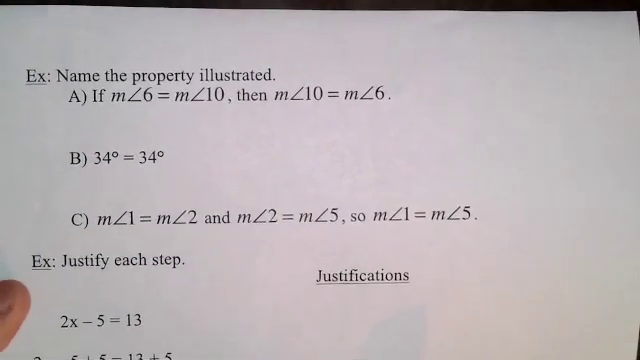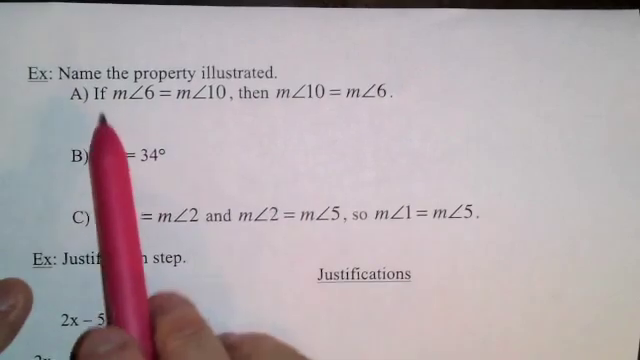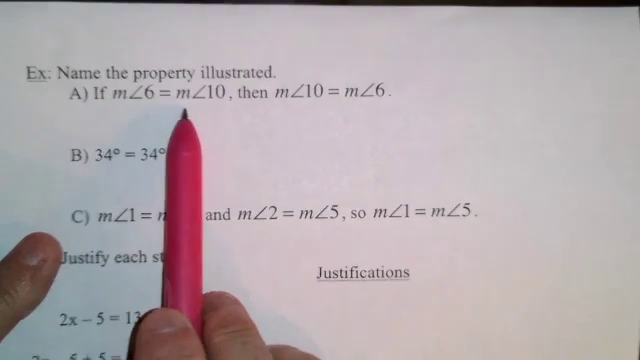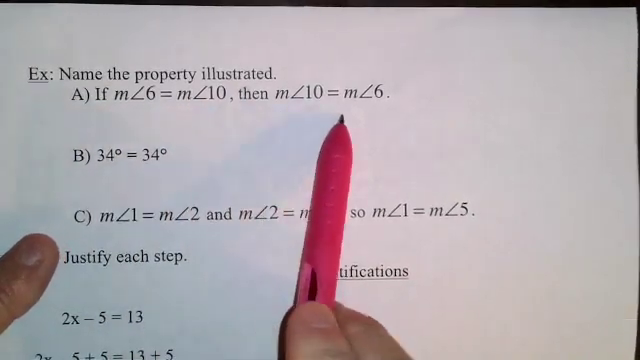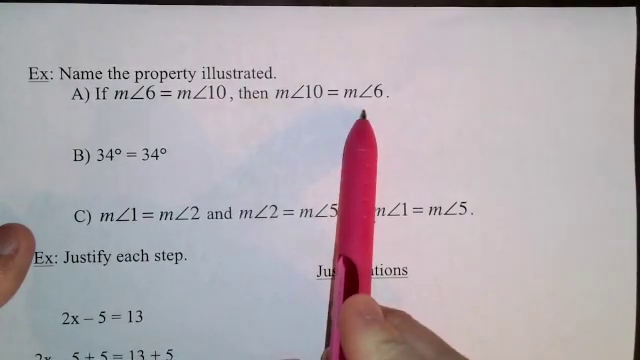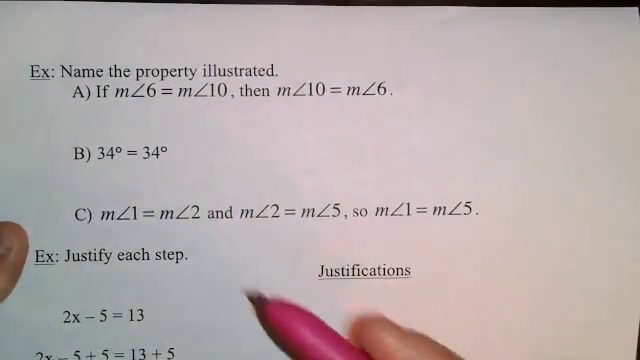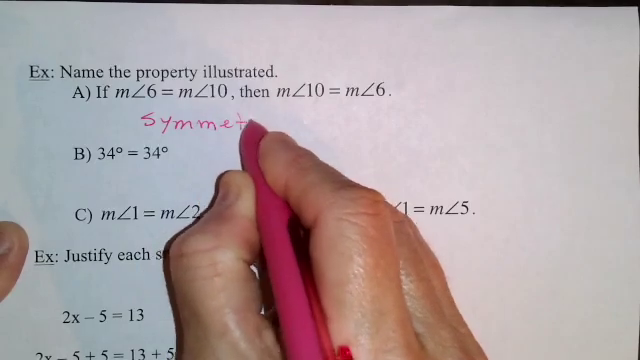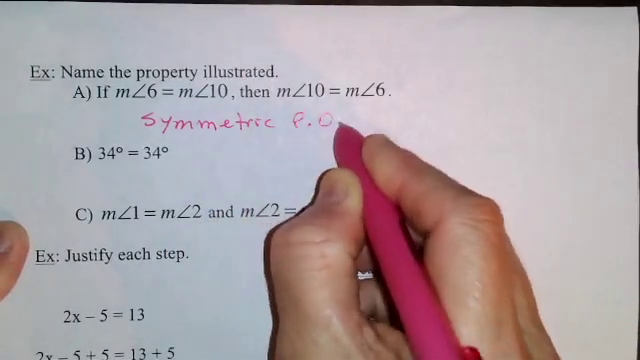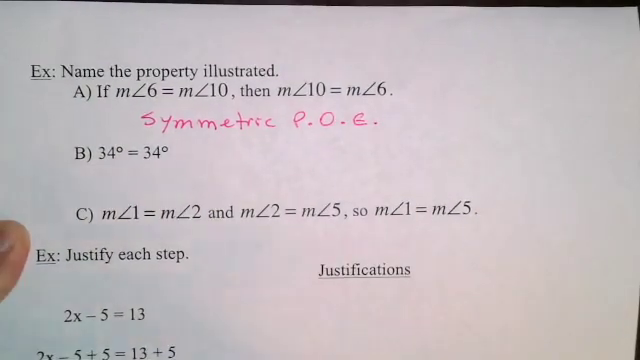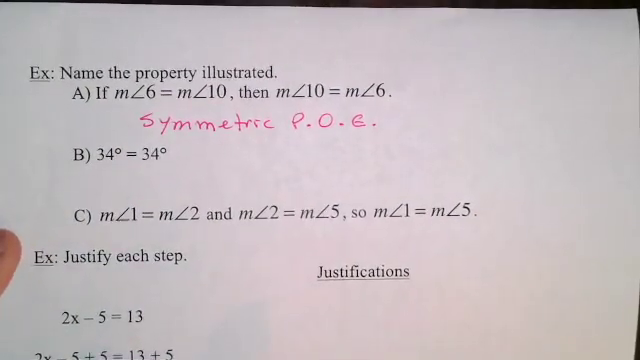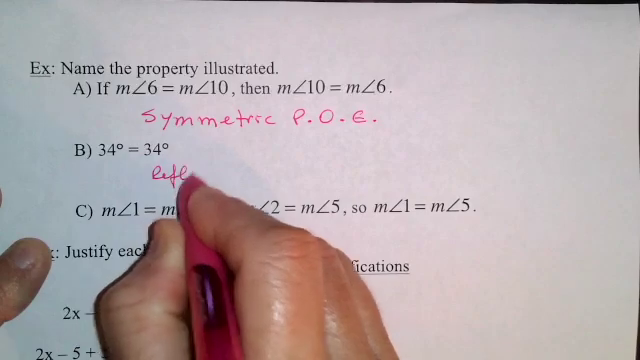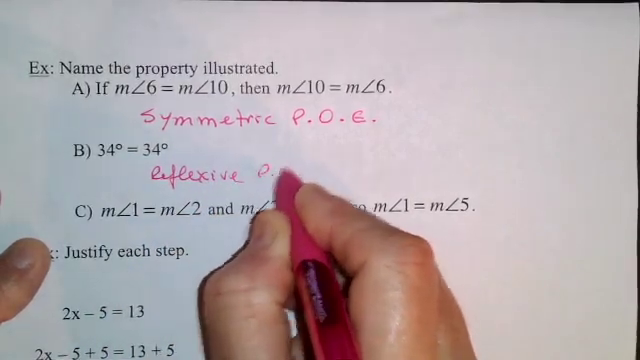Okay, so let's look at how we can apply some of the properties. Name the property illustrated. Here I have: if the measure of angle 6 is equal to the measure of angle 10, then the measure of angle 10 is equal to the measure of angle 6. If you look at the front page, you're going to see that this is the symmetric property of equality. We can abbreviate it POE. Part B, 34 degrees is equal to 34 degrees. This one is going to be the reflexive property of equality.